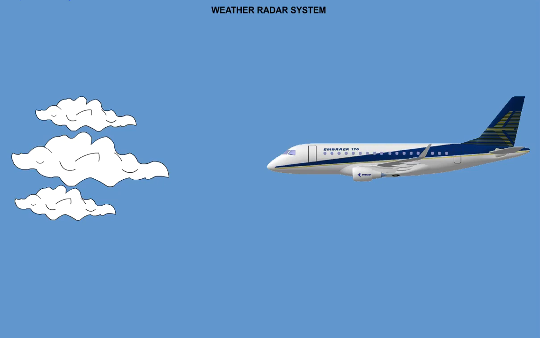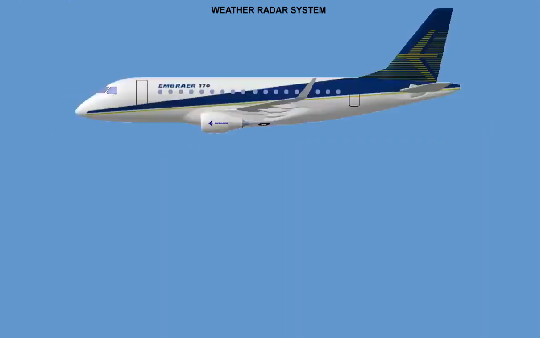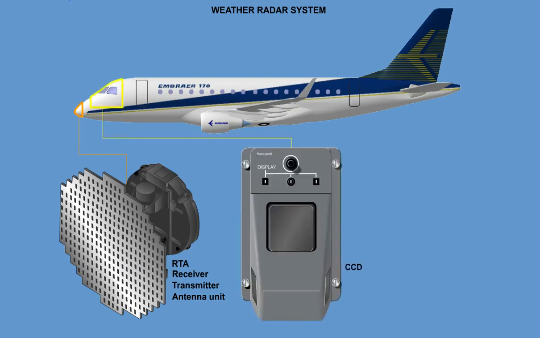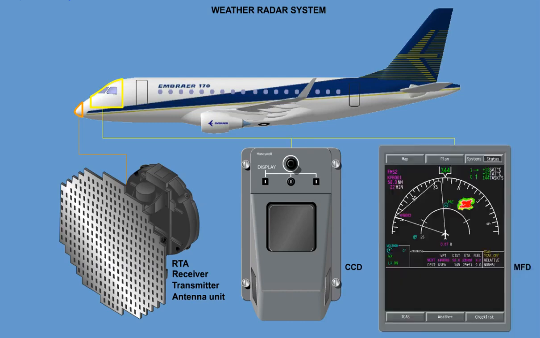Weather radar system. The airplane can be equipped with WU-660 or WU-880 weather radar system models. The weather radar system is designed for detection and analysis of the weather during flight. It consists of an integrated receiver, transmitter, antenna unit, RTA, and two virtual weather radar controllers. The RTA is mounted in the nose of the airplane, whereas the virtual controllers consist of the CCDs and the weather mode information displayed on the MFDs below the weather information.